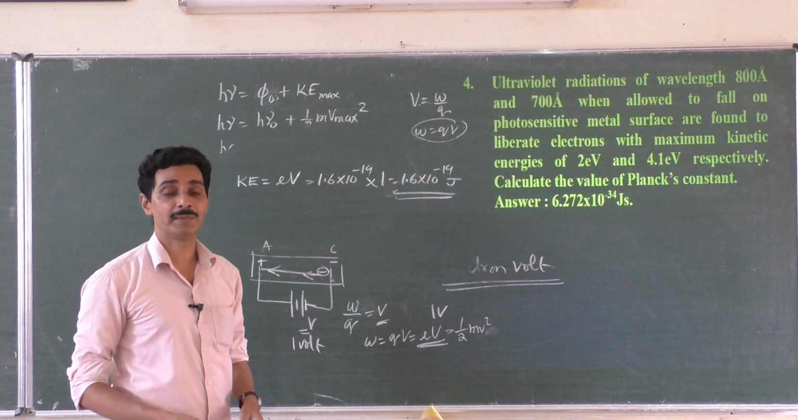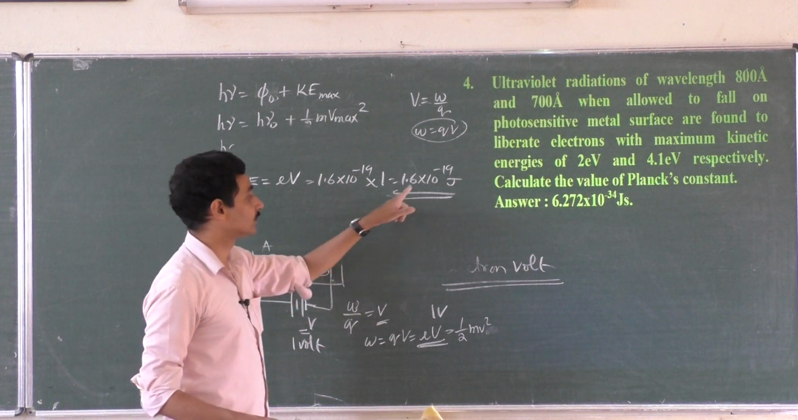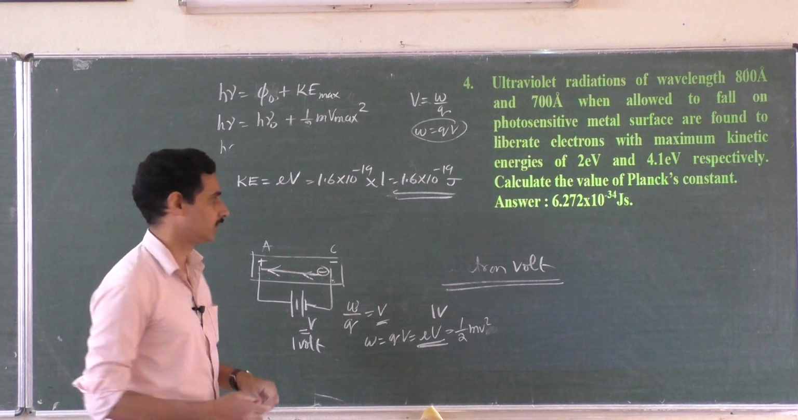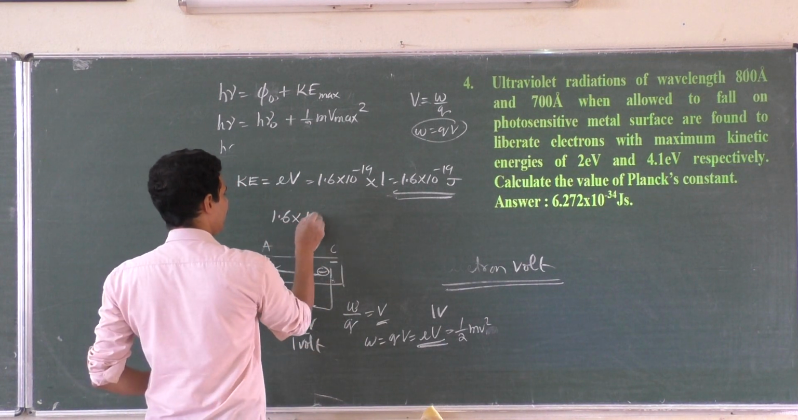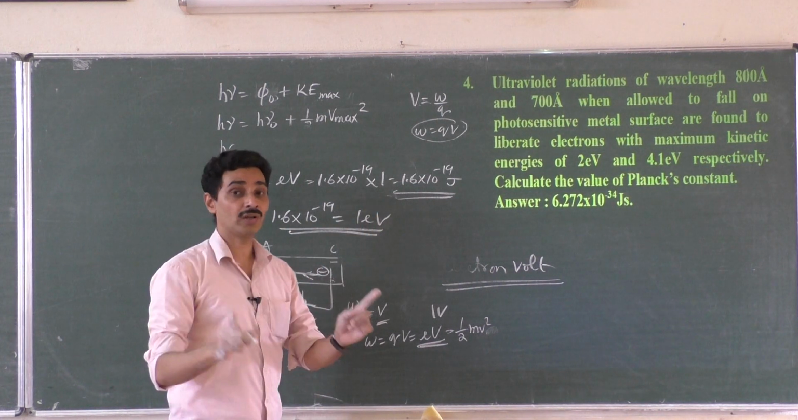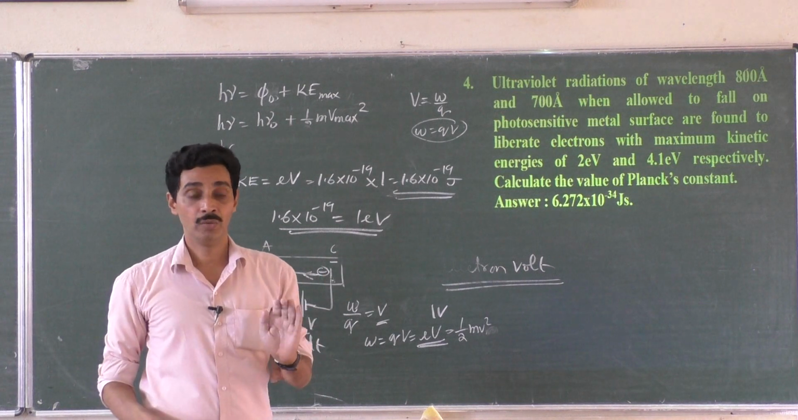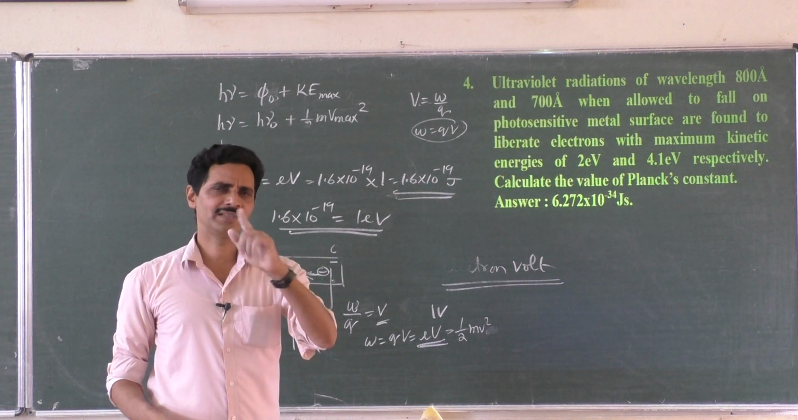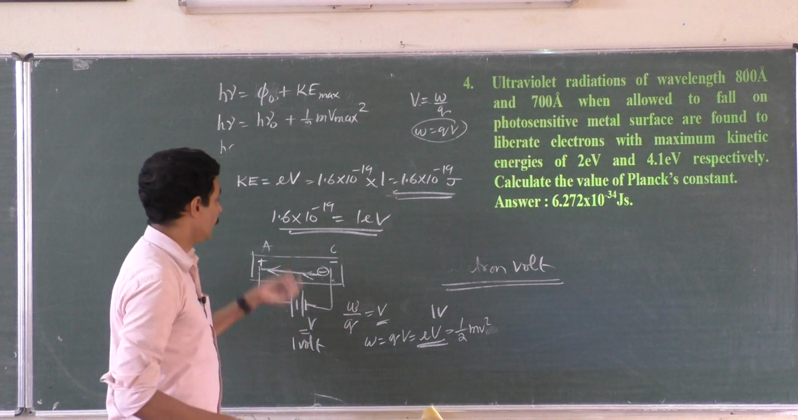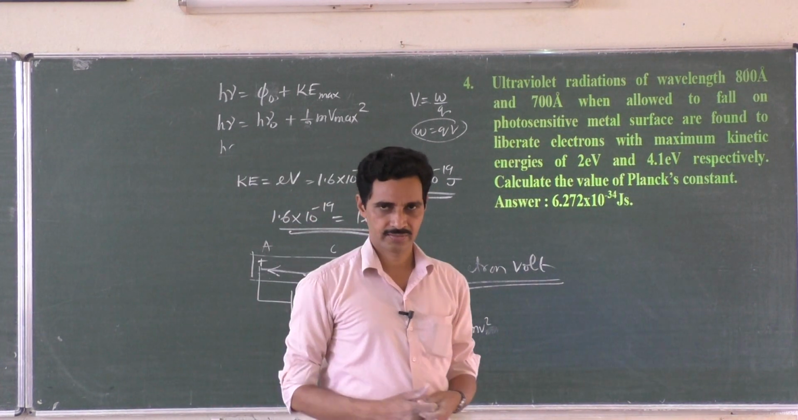1 electron volt is the energy gained by the electron when it is accelerated through a potential difference of 1 volt. That is 1.6 into 10 to the power minus 19 joules. I call this itself as 1 electron volt. This is not for 1 or 2 mark questions. No 1 or 2 mark questions will appear in this. Okay, 1 electron volt definition may be asked. 1 electron volt is 1.6 into 10 to the power minus 19 joules.